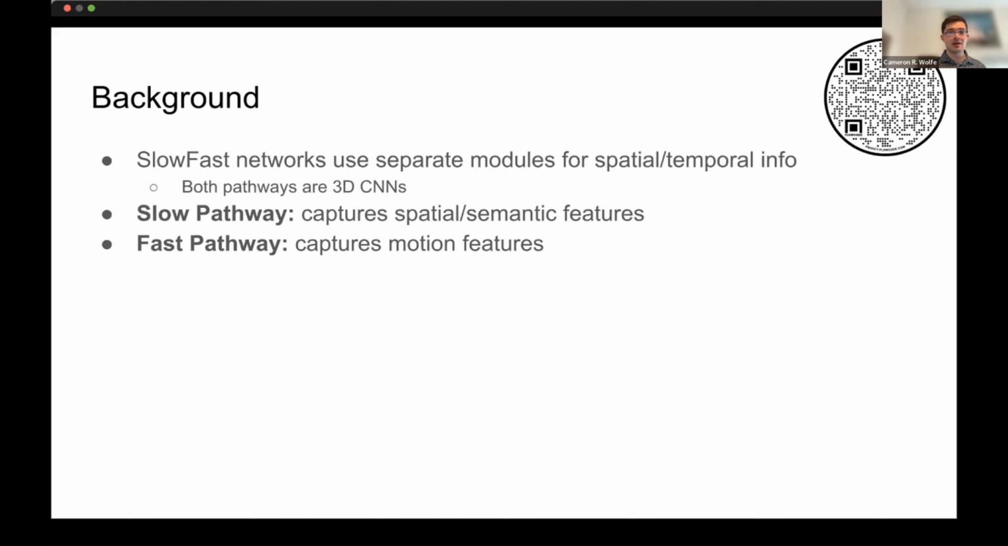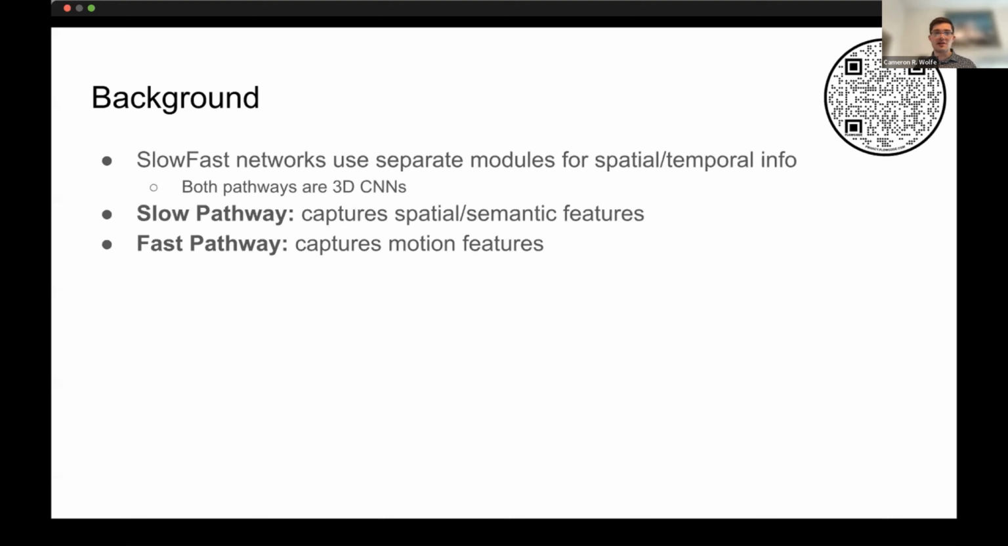So the first 3D CNN is the slow pathway, and this is in charge of capturing spatial or semantic features. And then we have another 3D CNN that's in charge of capturing motion features. And the idea of why we would want to make this separation is that these features in video are very different from each other. So when we think about semantic features, whether an object within this video is a dog is not going to change very quickly frame to frame. So we have a dog in one frame, very likely to be a dog in the next frame, right?